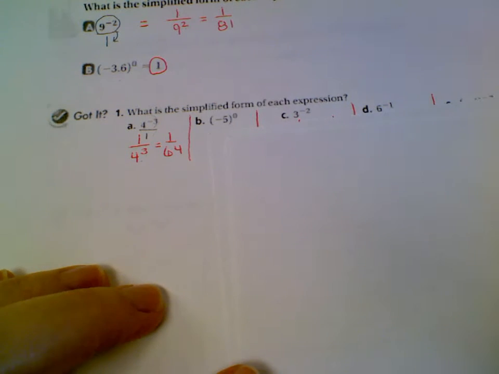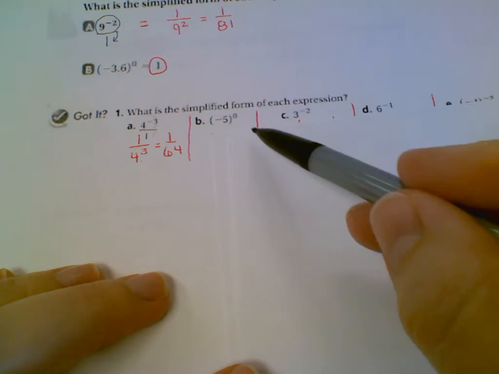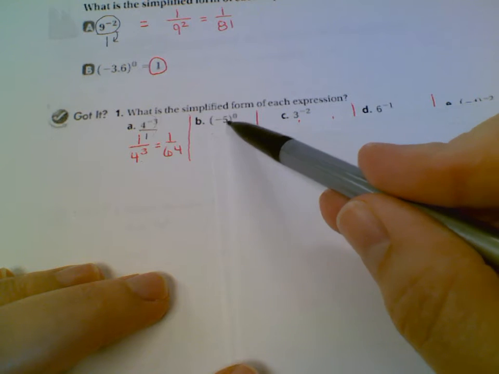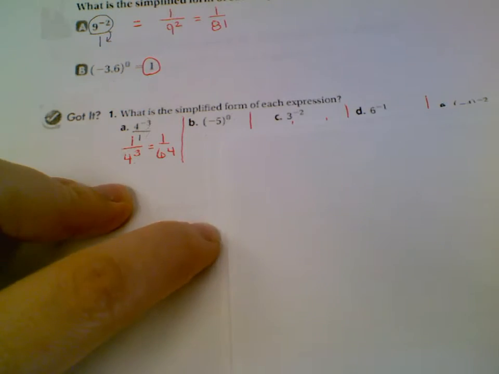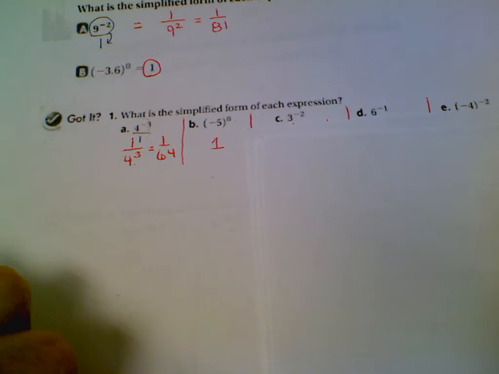Let's take a look at letter B. Negative 5 to the 0 power. Anything to the 0 power is just 1 as a whole number. So that would be my answer. You're going to pause the video and try the next 3.